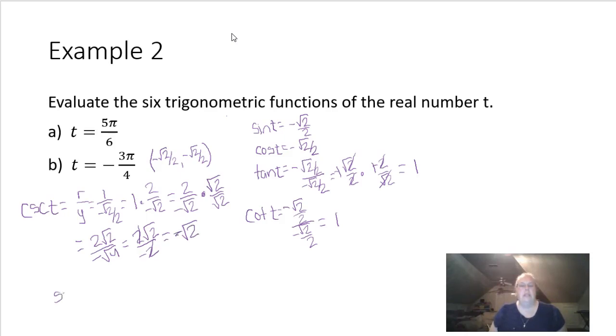And the secant is going to work out exactly the same way, because our x coordinate and our y coordinate are equal to each other. So this is also going to be the negative square root of 2.